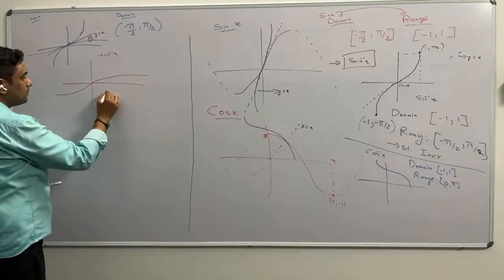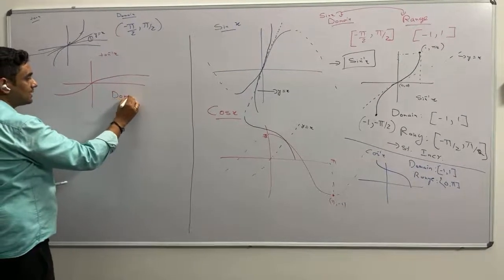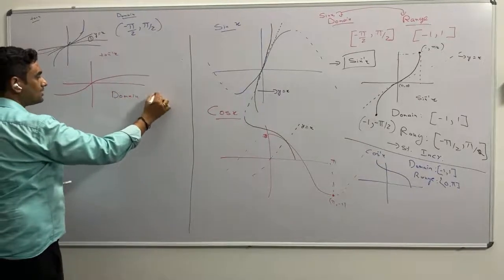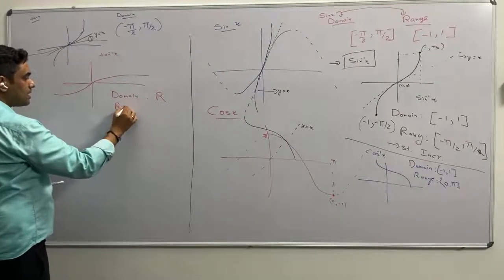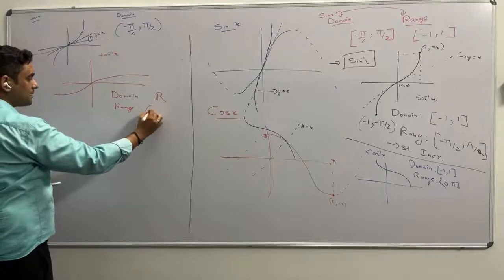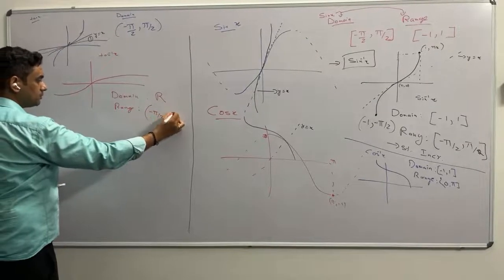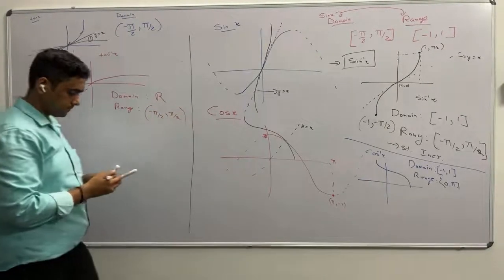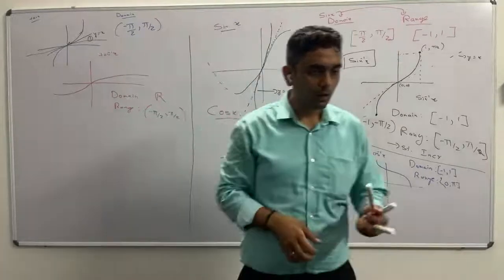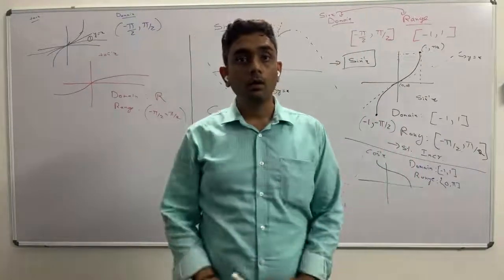Now if we talk about its domain and range, the domain will be all real numbers R, and the range will be the open interval from minus pi by 2 to pi by 2. This is what we'll get.